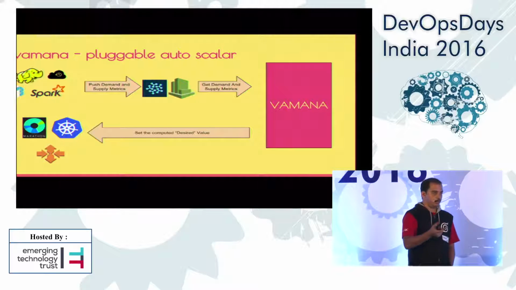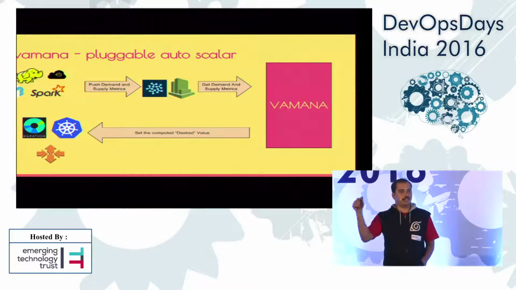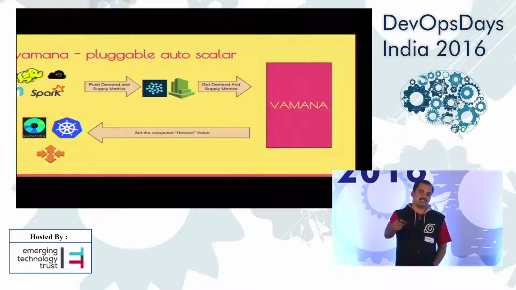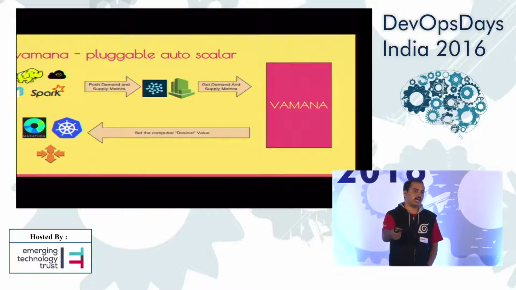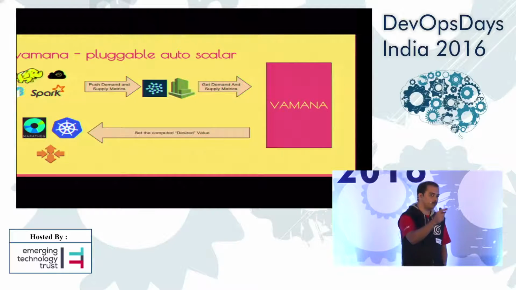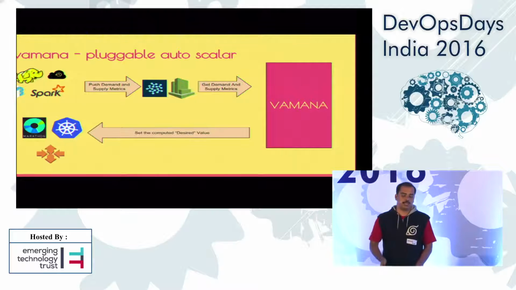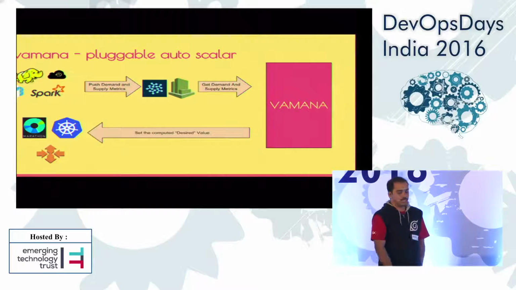If you're running things on Kubernetes where application metrics say to scale up, but your system metrics or pod metrics do not yet guarantee an autoscaling, you can manually set the number of pods you want in the replication controller and scale up. So this is how Vamana is built.